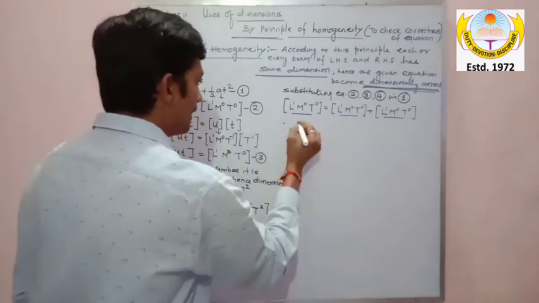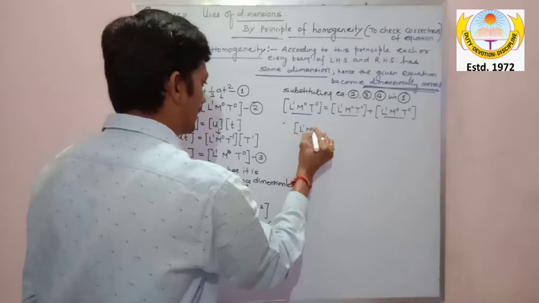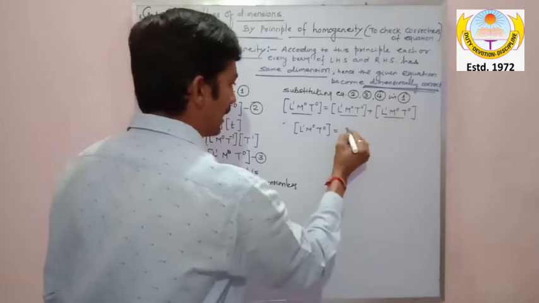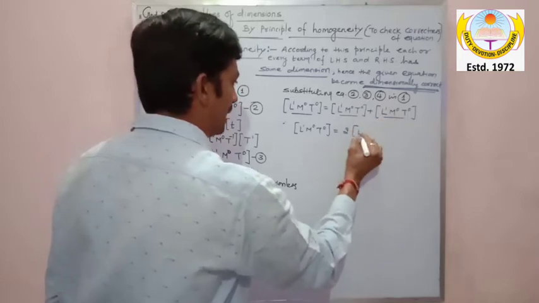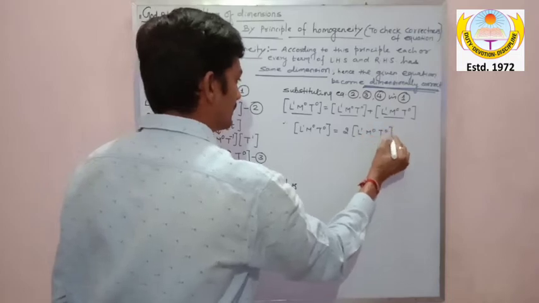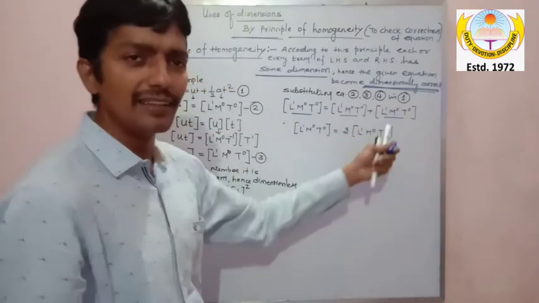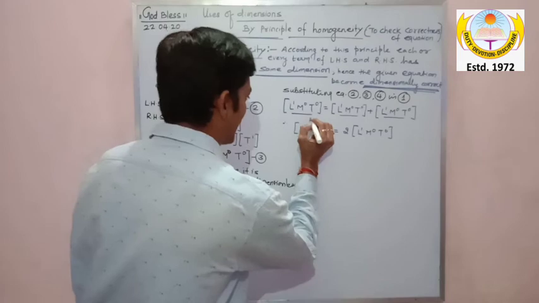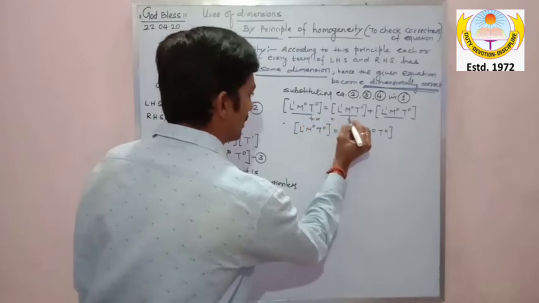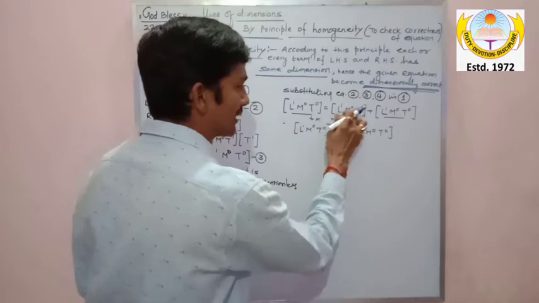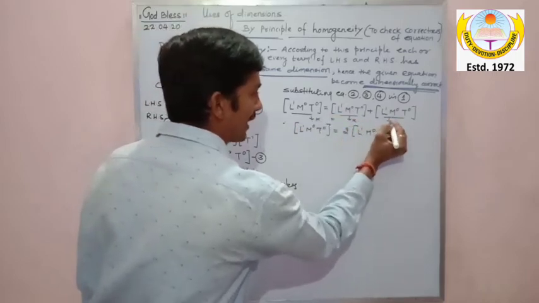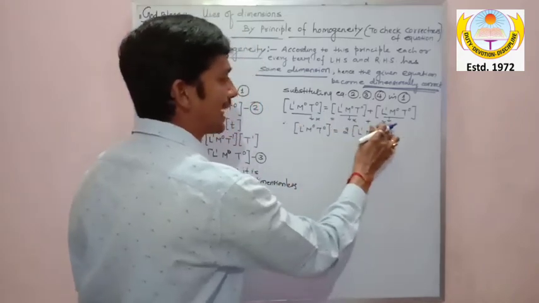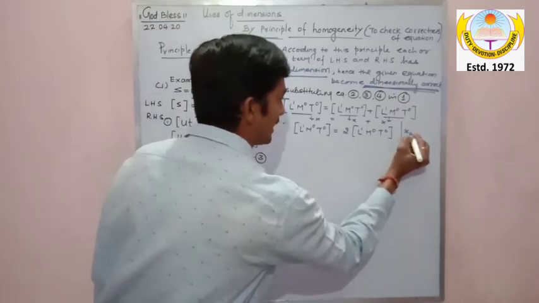This is written as L power 1 M power 0 T power 0 is equal to L1 M0 T0 plus L1 M0 T0. According to mathematics, if I take this, it is 2 times L1 M0 T0. I can do that, right? It is 2 times L1 M0 T0. No issue. Because if I take this L1 M0 T0 as X, then this L1 M0 T0 is also X, because the supposition is the same. So X is equal to X plus X. So X is equal to 2X.